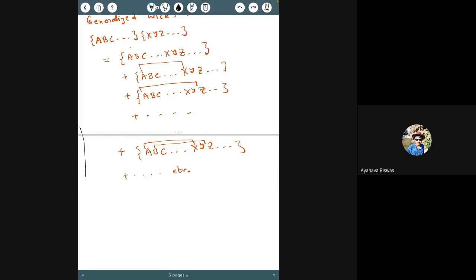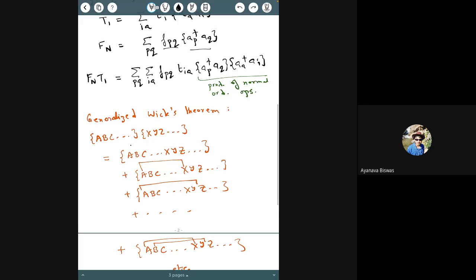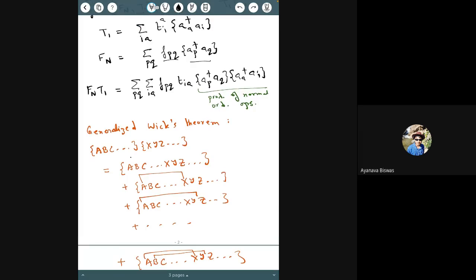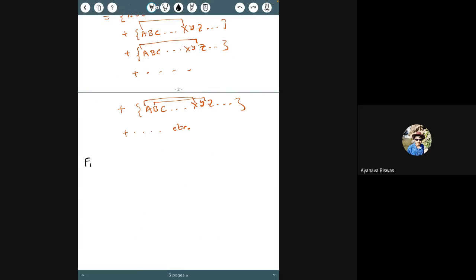This is actually the more useful form of Wick's theorem and also what is more commonly used. And it also gives you fewer terms than the original Wick's theorem. So in that sense, this is what you will keep using. So when I'm evaluating F_N T1, I only need to contract things between the strings, like this, okay? Only the terms where one comes from the first string and one from the second string. So let's see what that is.